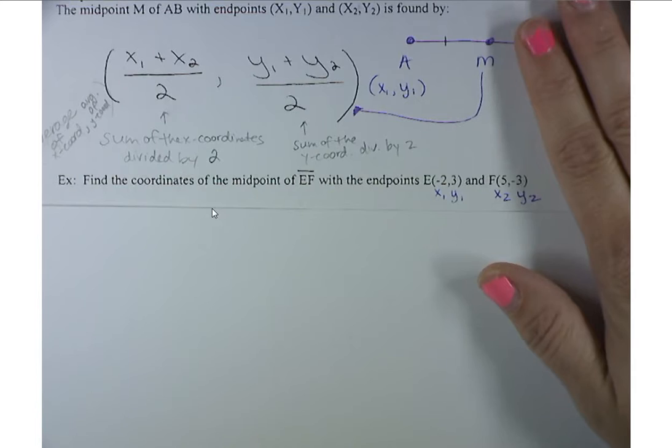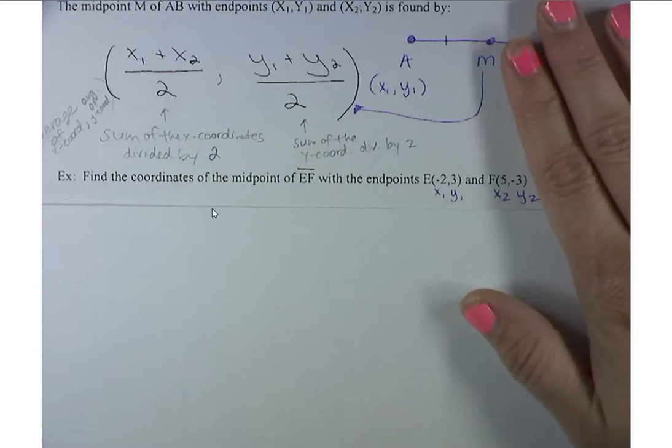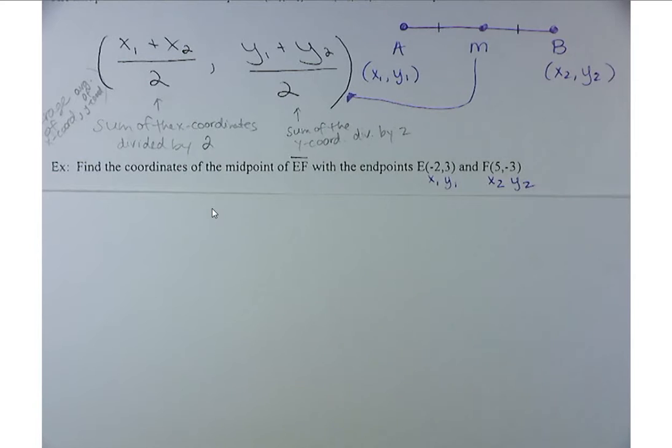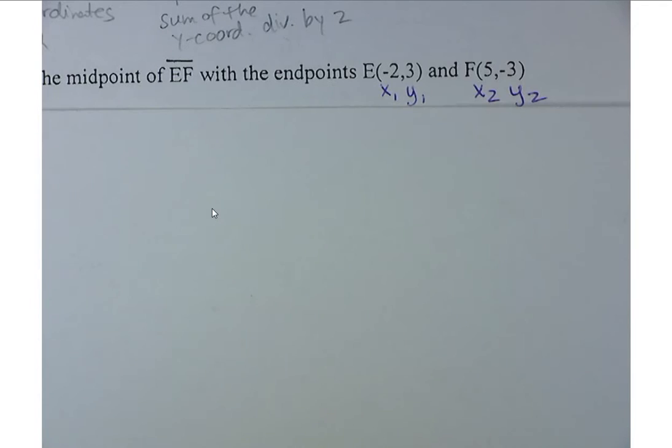So for our first example, it says to find the coordinates of the midpoint EF with the given endpoints. Okay, now the first thing I do when I'm given endpoints is I label them. So my endpoints are going to be x1 and y1 and x2 and y2. It doesn't matter which one you label as your x1, y1 and x2, y2. It's just whatever is with x1 has to be with y1. If this is x2, this one has to be y2. Okay, so basically I have two sets of x's, I have two sets of y's.